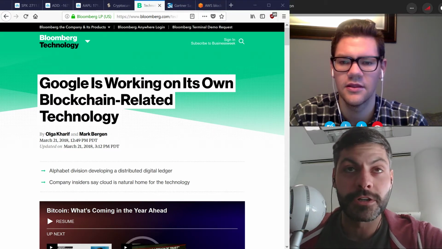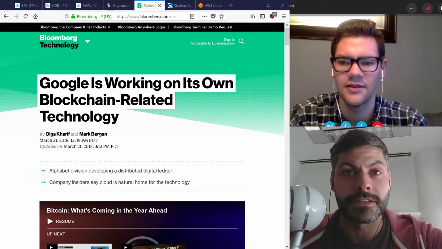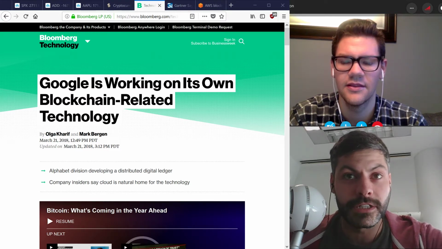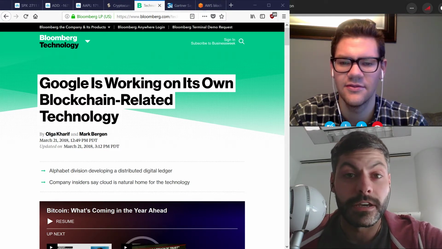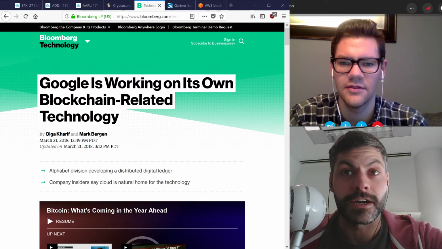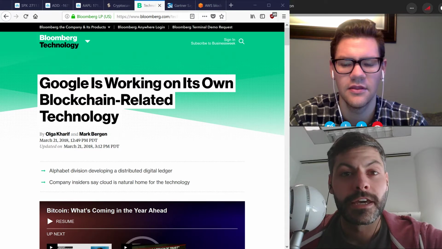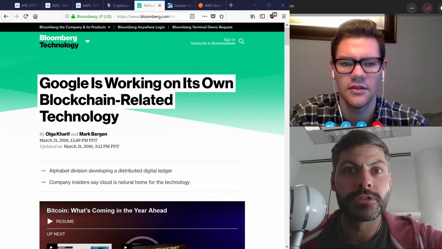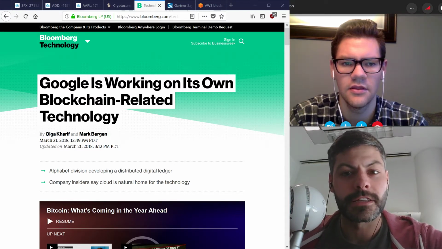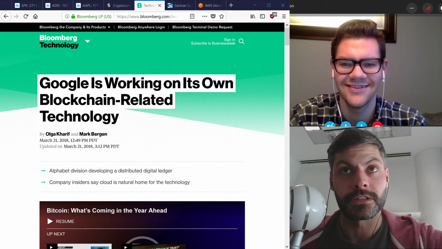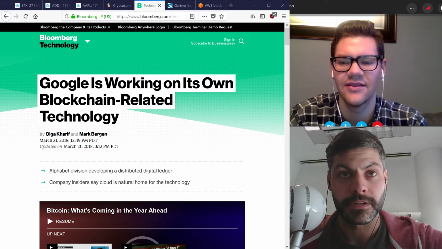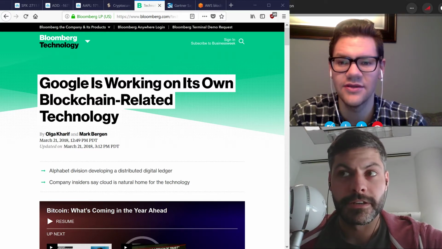So Google, one of the FANG stocks, is developing its own distributed digital ledger. And the article that came out from Bloomberg today, pretty vague, I gotta say. I was hoping to get more details on what exactly it would be doing, but the article kind of outlined where Google was thinking and the different companies that it was bringing on to create this technology and integrate it into its own systems. Yeah, it's going to be interesting to see what they do.